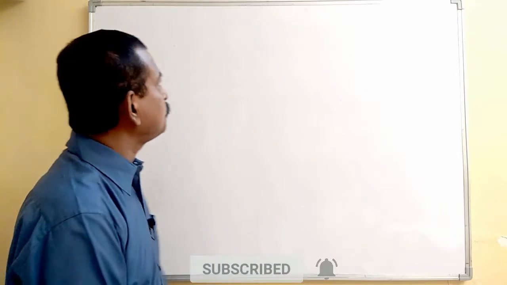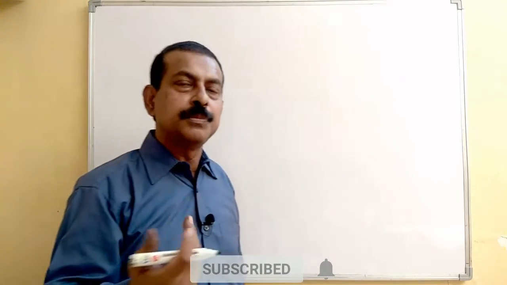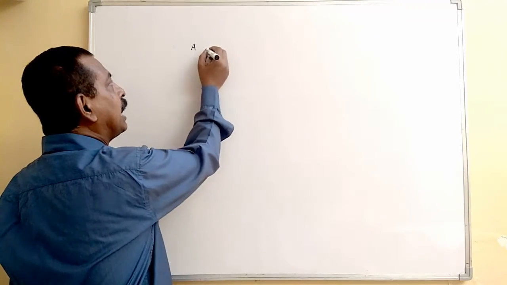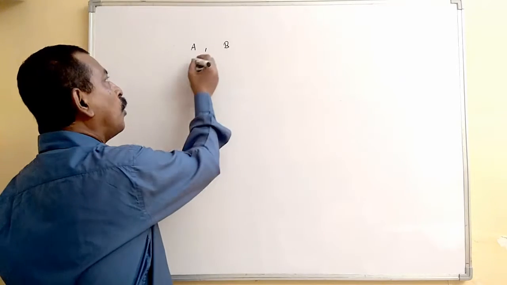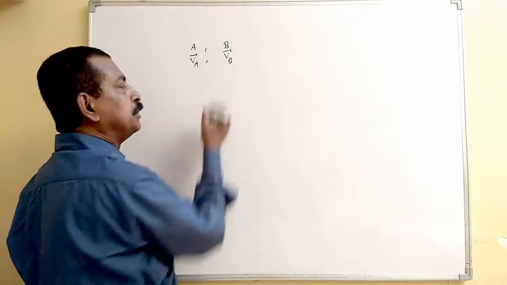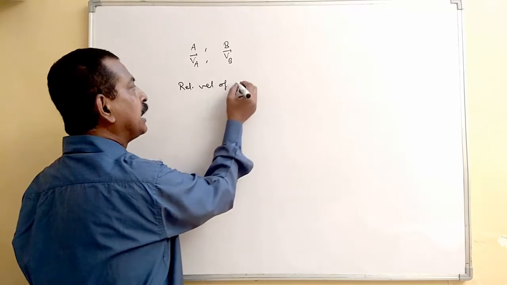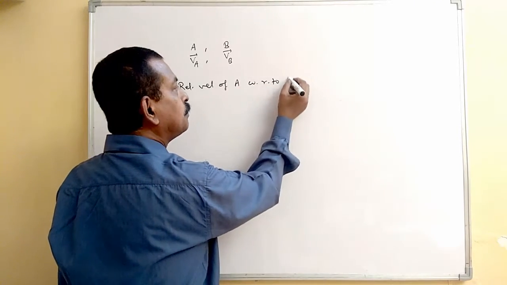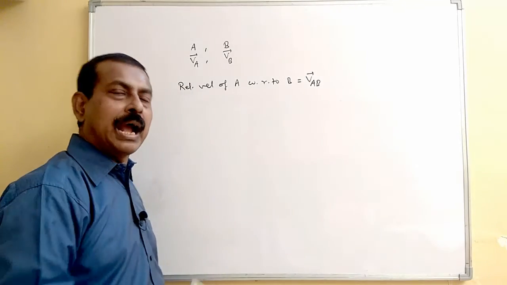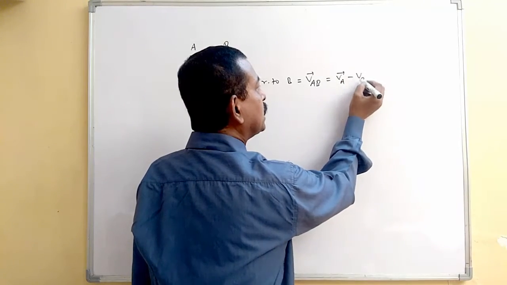So suppose we take, first of all, what do you mean by the relative velocity of two bodies, especially in two dimensions if you consider. Suppose you have a body A and another body B. Body A is moving with velocity VA and B is moving with velocity VB. So if you want to find the relative velocity of A with respect to B, then we represent it as VAB. And this is given by the velocity difference, that is velocity of A minus velocity of B.